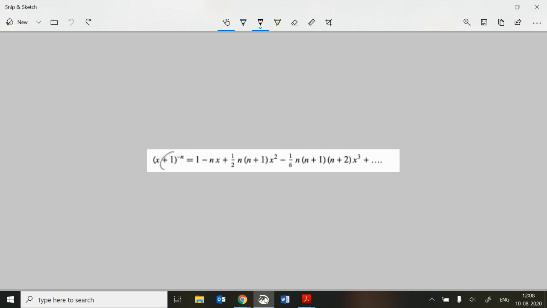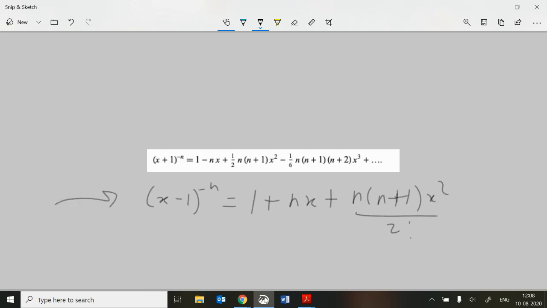So the problem is when you have a plus 1 in the center, you get minuses in the formula, which is probably more difficult to remember than remembering that (1 - x) to the minus n just gives you this whole thing with pluses in between. So 1 plus nx plus n(n + 1)x squared over 2 factorial, and so on. So I think that this one is probably easier to remember.